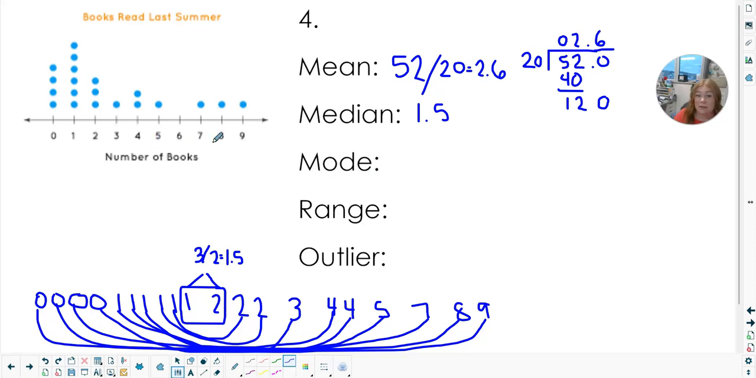All right, our mode, it's not the biggest, right? It's the one that happens the most. The most common, again, is 1 book.